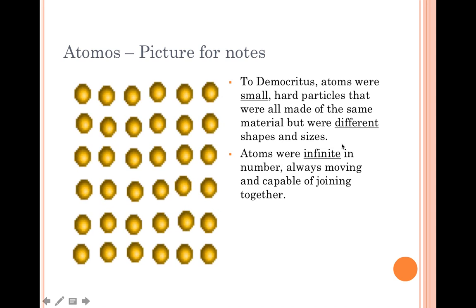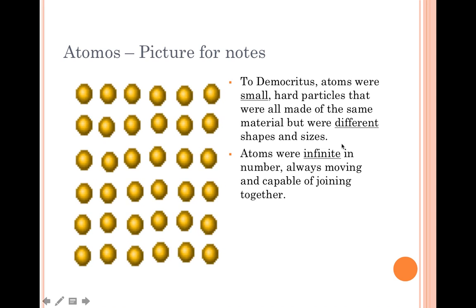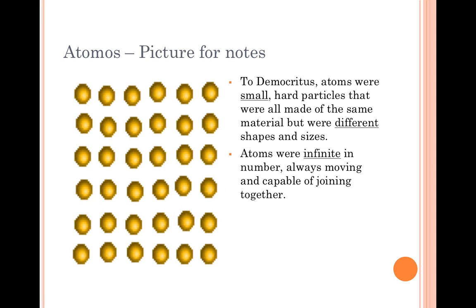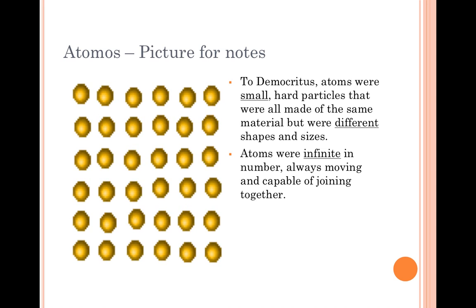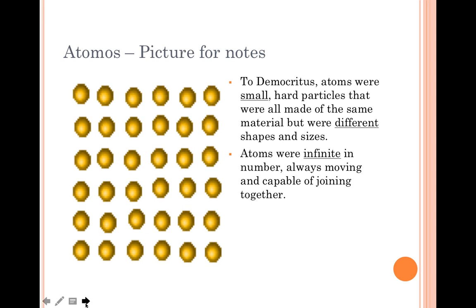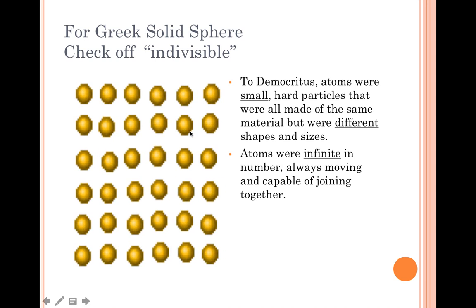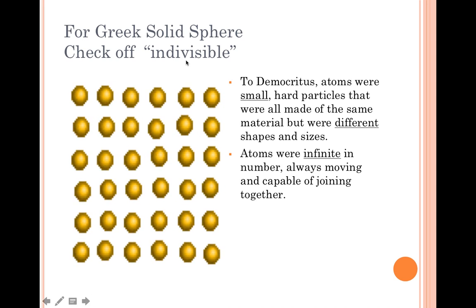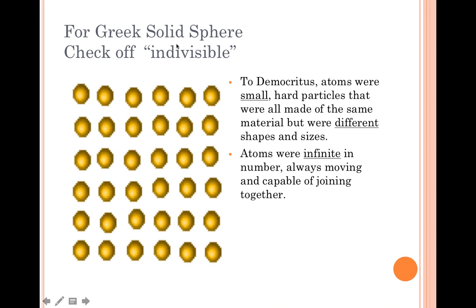So to Democritus, atoms were small, hard particles that were all made of the same material, but were different shapes and sizes. Atoms were infinite in number and always moving and capable of joining together. So in your chart, you should check off indivisible with Greek solid sphere.